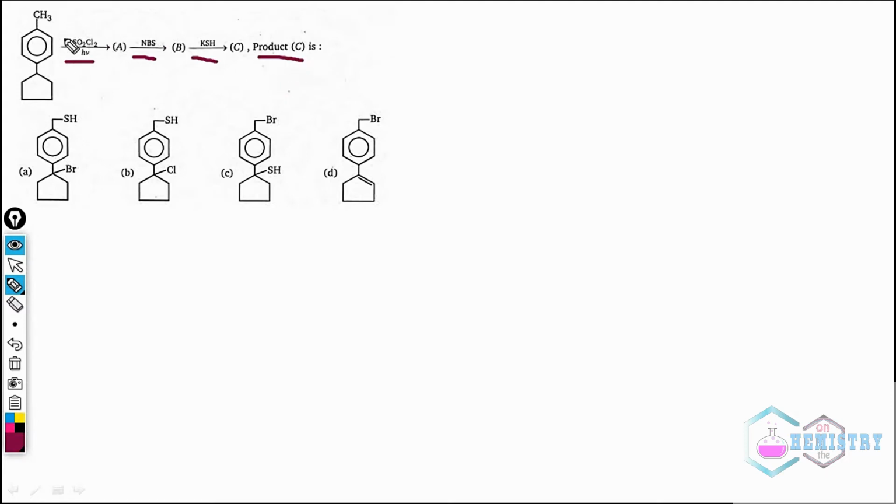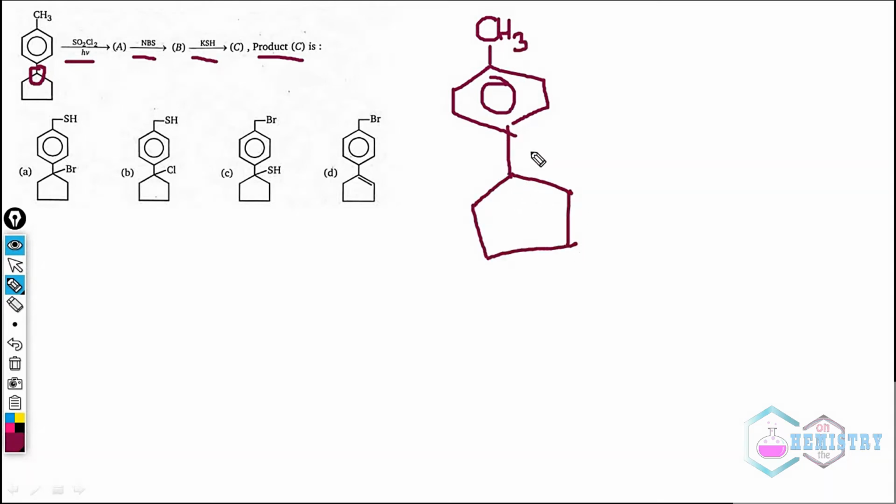Now in this compound, when SO2Cl2 is used in presence of a radical initiator or sunlight, the chlorine will replace the most reactive hydrogen. In this compound, this hydrogen is most reactive as this is the only 3-degree hydrogen. Hence, the first product, that is the product A, will be this one. So this will be option A. It's a very clean answer.